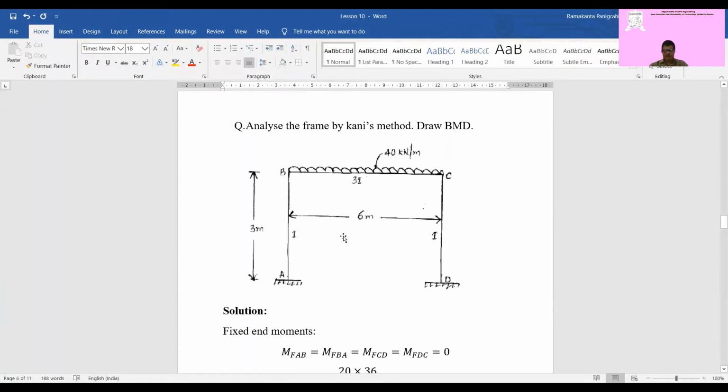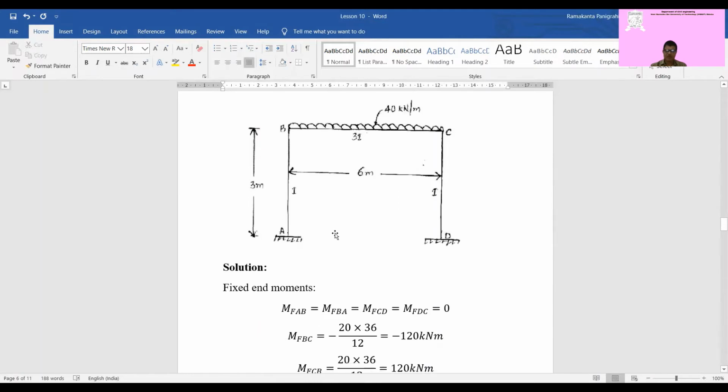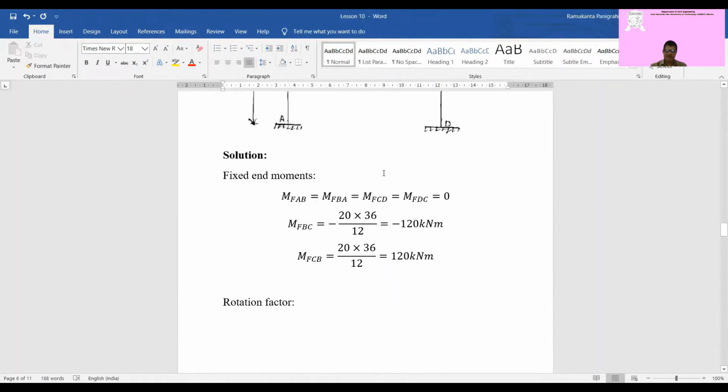So now in this problem, you'll see loading is symmetrical, geometry is symmetrical. So this frame will not sway. So we are discussing non-sway frames, how to analyze non-sway frames by Kani's method. Now this is a non-sway frame. So what we'll do now, you see MFAB, MFBA, MFDC, MFCD all will be 0, and MFBC is equal to minus, MFCB will be plus, WL square by 12. So that you can write down.